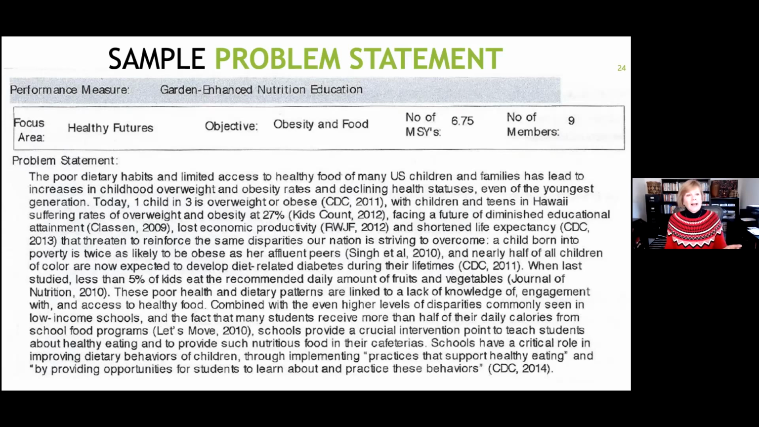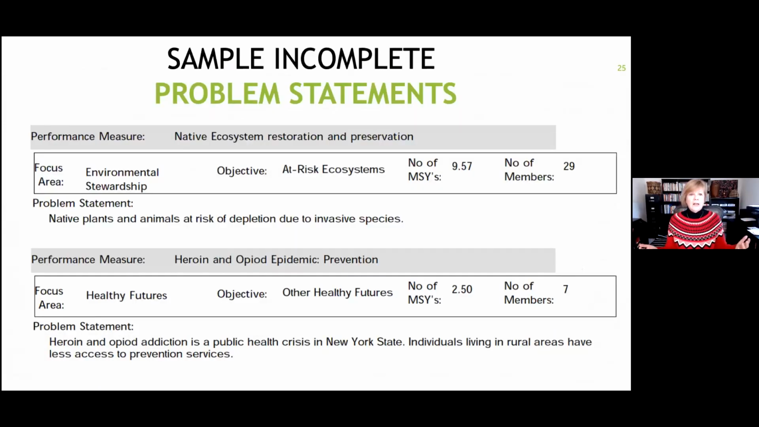Yeah, and here's a couple of other things I pulled out from other states. This is the full-on problem statement: native plants and animals at risk of depletion due to invasive species. Well, of course that's true, but that doesn't really give enough information to understand. Reading this, could you even guess what state it is? No.